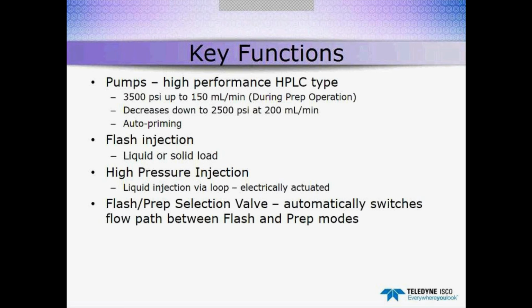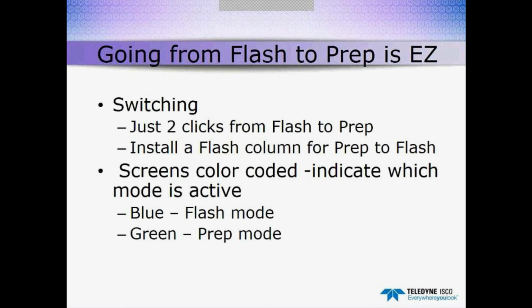And the other key feature is inside the unit there's an electrically actuated flash to prep selection valve that automatically switches the flow path between the flash and prep modes. So going from flash to prep is easy. It's just 2 clicks to go from flash to prep. If you were in the prep mode and you want to go back to the flash mode, you can simply install a ReadySep or ReadySep Gold flash column, and the system will recognize it and automatically switch back to the flash side.